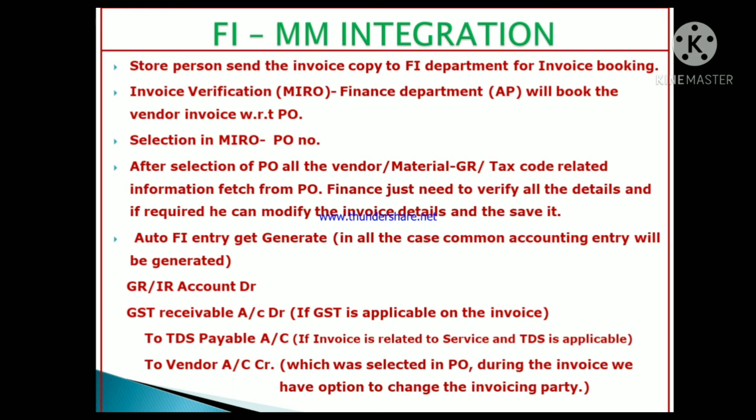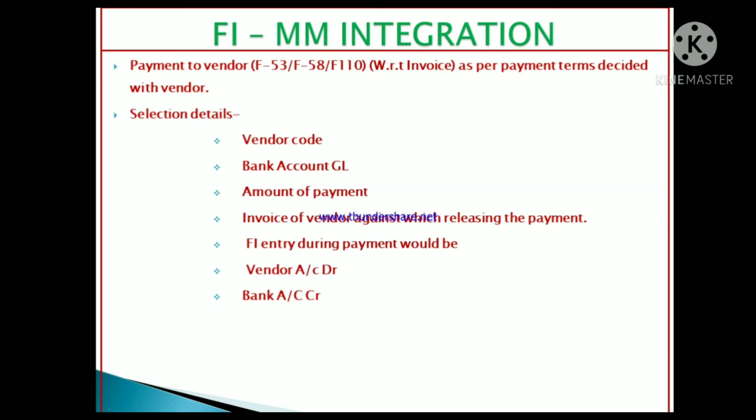Now the next step is payment to the vendor. How to pay the vendor? These are the T codes F-53, F-58 and F110. We have discussed all these payment T codes in our previous videos. With reference to your invoice, as per the payment terms decided with the vendor, we can pay the vendor by these T codes.